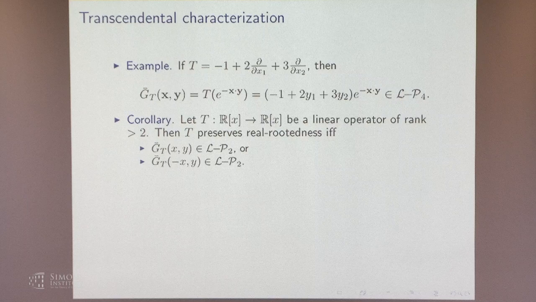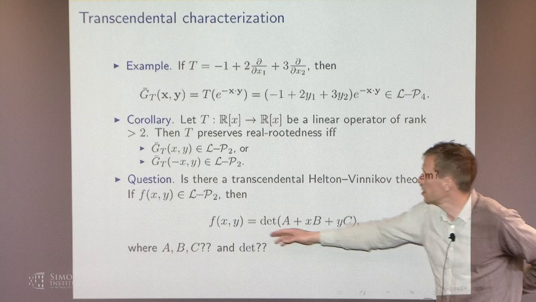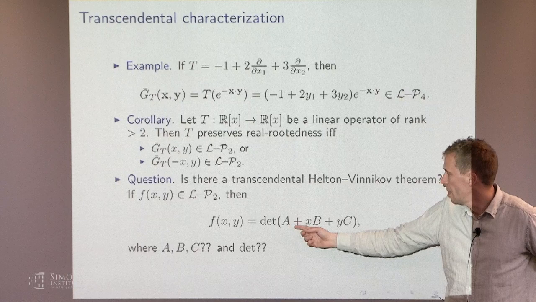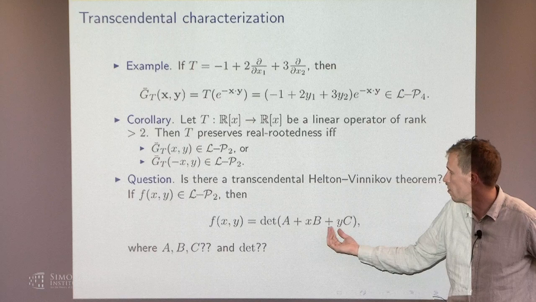So a natural question which I haven't seen an answer to yet is if there is a transcendental version of the Helton-Vinnikov theorem. The Helton-Vinnikov theorem says that if this is a stable polynomial in two real variables, then we can find symmetric A, B, and C of the same size as the degree, and now for stability this means that B plus C is the identity matrix.